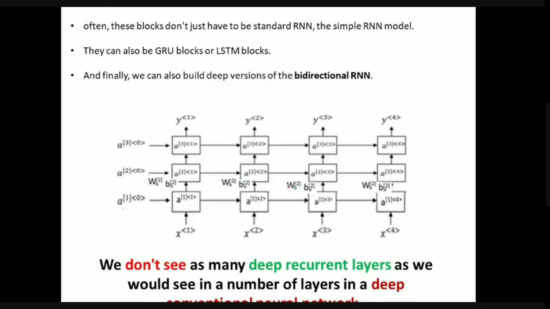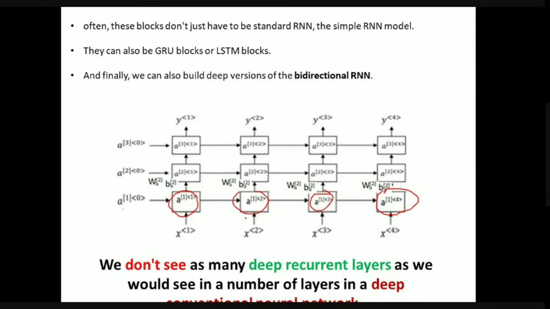These blocks will have simple RNN models. Here, this is one unit or block, this is another block, this is another block, and this is another block. These need not always be the simple RNN or standard RNN. They can also be GRU blocks or LSTM blocks. So the units we are using in these recurrent neural networks can be either LSTM or GRU also. They need not always be simple RNNs.